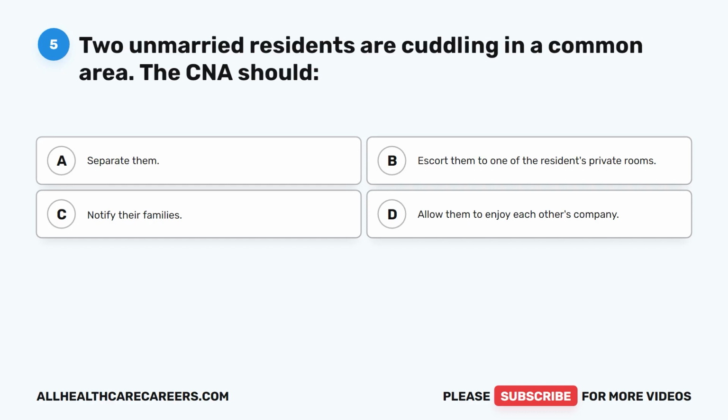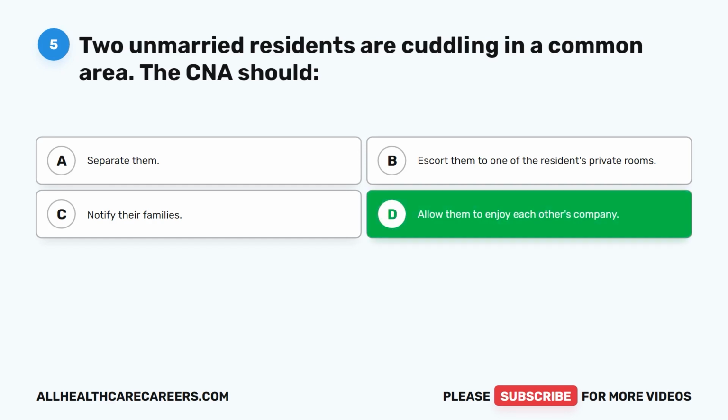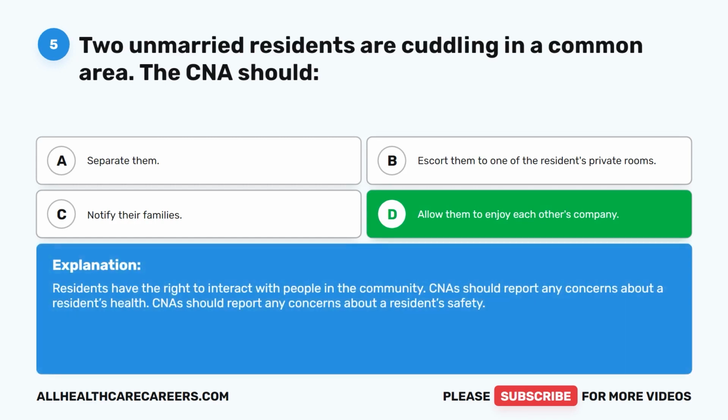The correct answer is D. Allow them to enjoy each other's company. Residents have the right to interact with people in the community. CNA should report any concerns about a resident's health. CNA should report any concerns about a resident's safety.